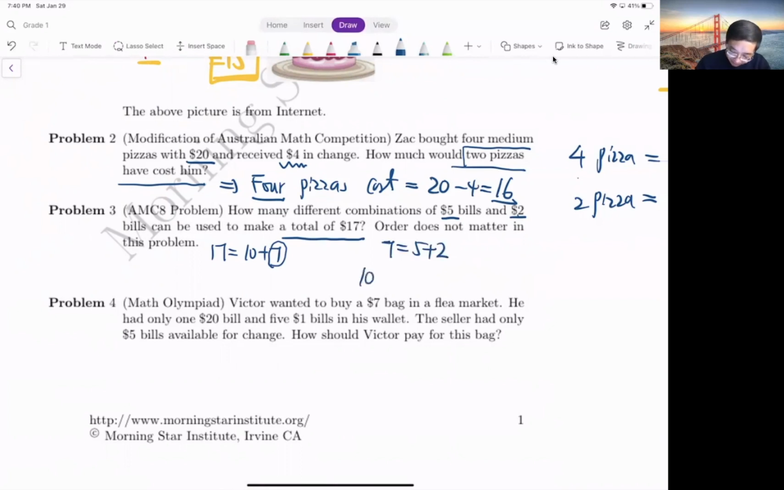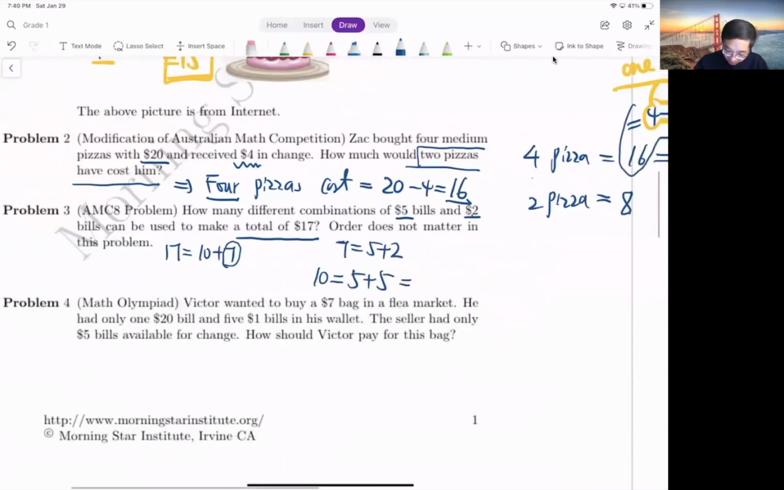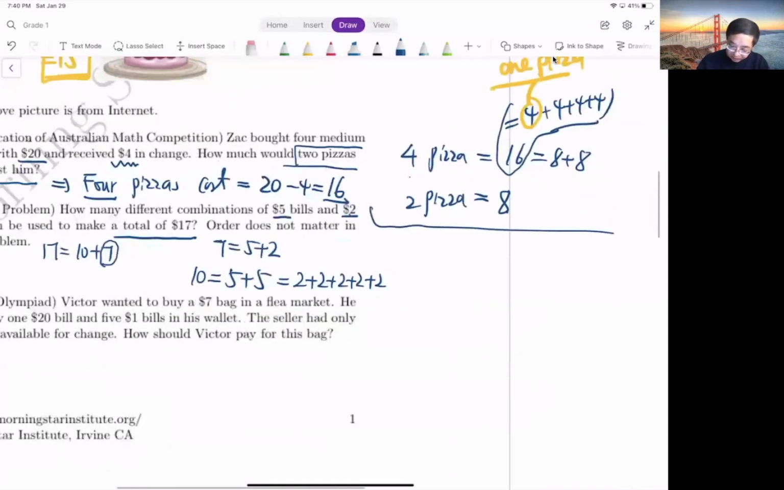But for 10, how can you do it? Obviously, I can do 5 plus 5. And what else? I can also just use 2s, putting 2s together. So that tells us there are 2 ways.